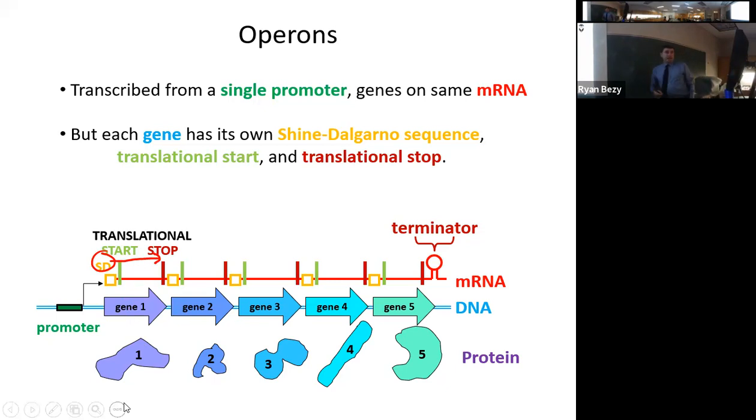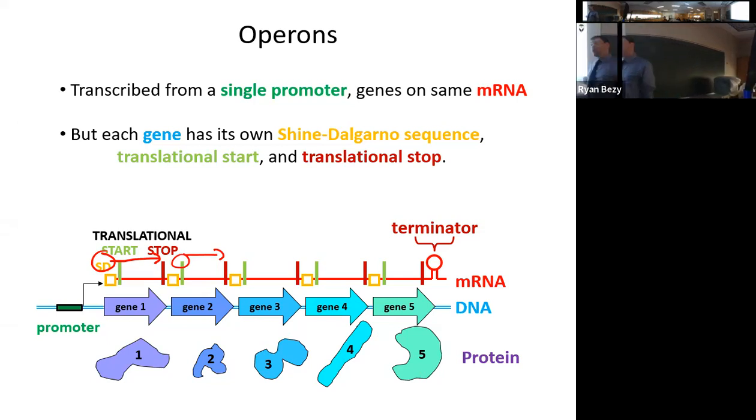But again, a different ribosome might bind here and then make protein until it hits that stop codon here, and you get gene 2 expressed into protein 2, gene 3 into protein 3, gene 4 into protein 4, gene 5 into protein 5. So even though they're all in the same messenger RNA, you still get 5 different enzyme proteins made. Does that make sense, everybody?